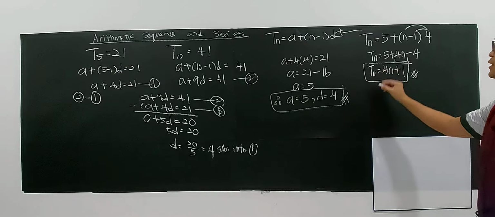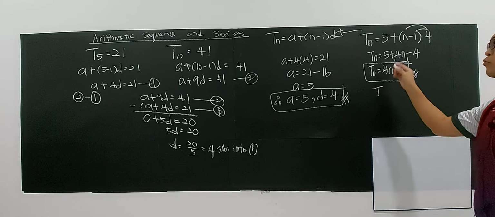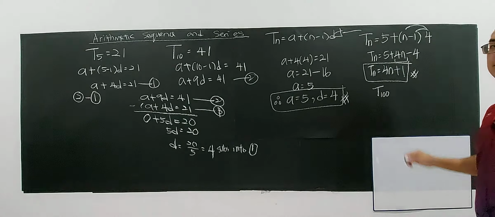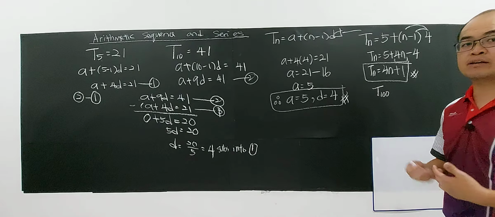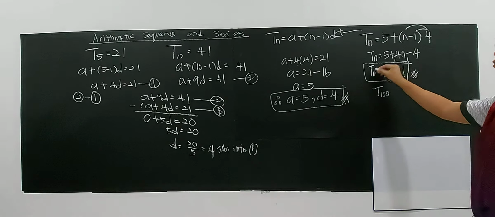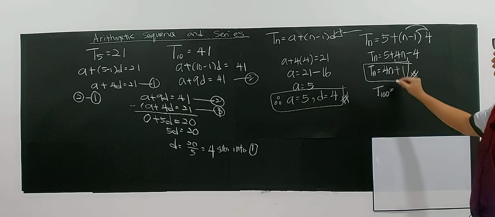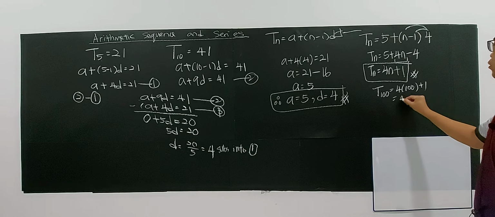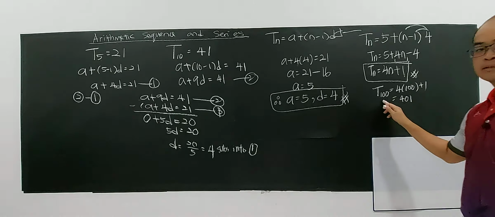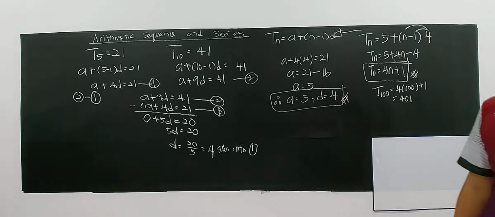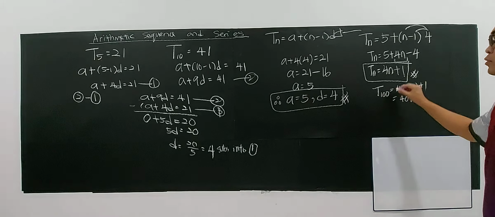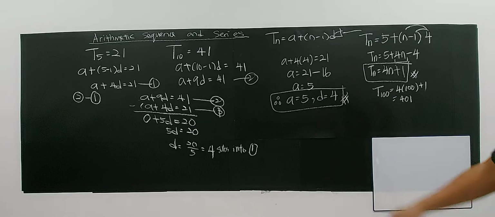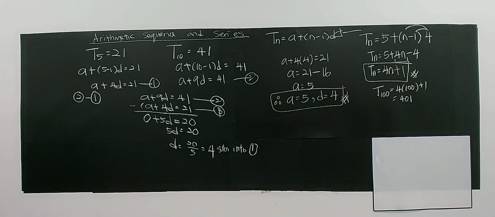You can use this nth term to find, let's say, the 100th term, which is very far. You can use it to find any term. Multiply 4 by 100 to get 400, then plus 1, so the 100th term will be 401. This is for your knowledge. So this is the nth term for this arithmetic sequence.